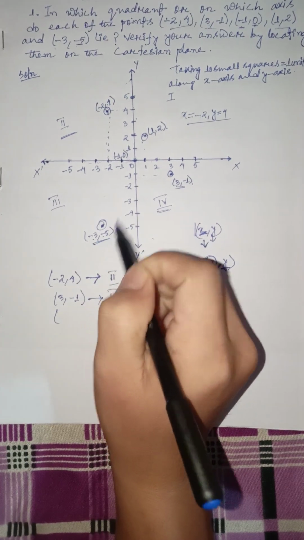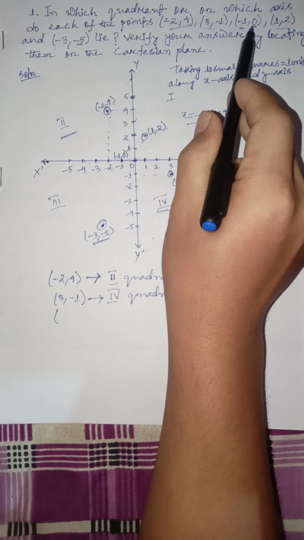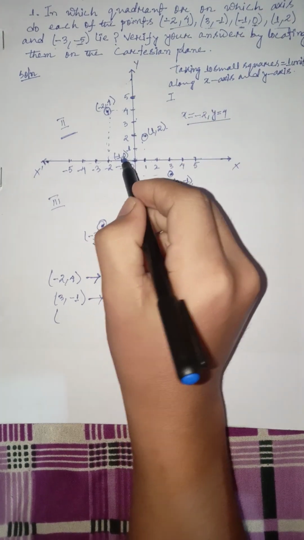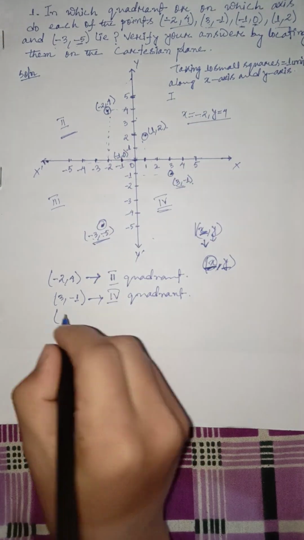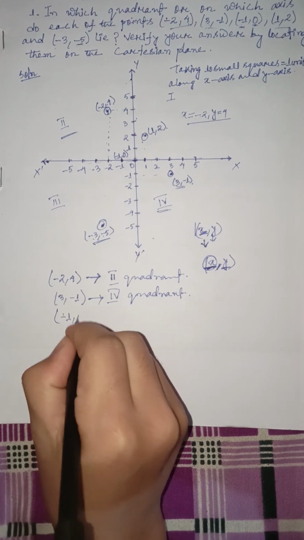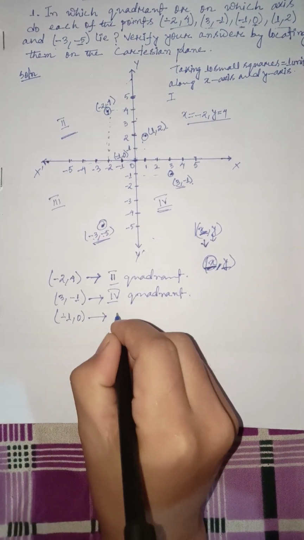After that we have minus 1 comma 0. Minus 1 comma 0. And which quadrant does it lie in? It is in the second quadrant.